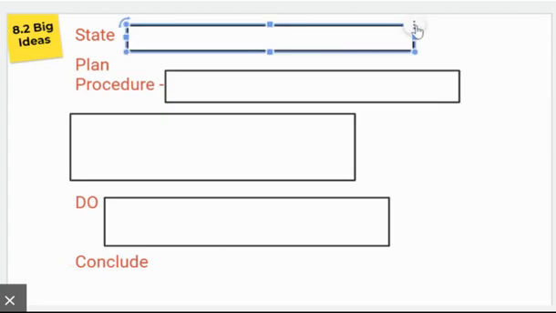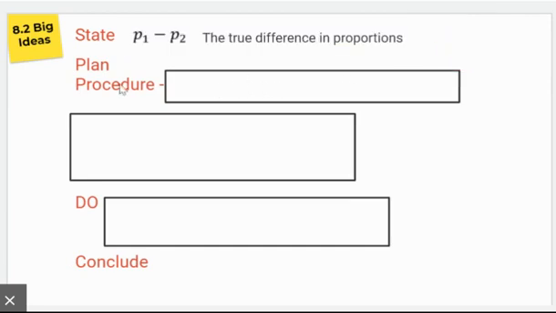So when we state our parameter, what we're looking at is the difference between two proportions. So we need to use this symbology. We need to say P1 minus P2, or if you change the subscript, that's okay too. And this means the true difference in whatever those proportions are.